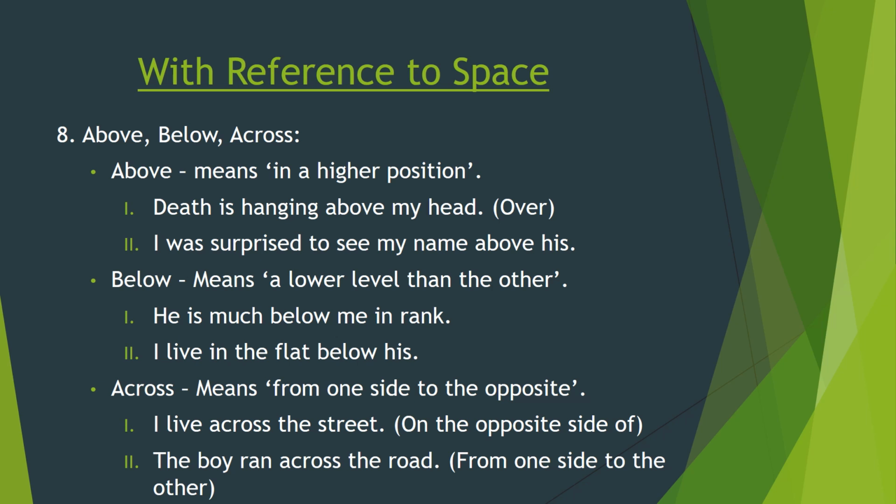The preposition across means from one side to the opposite. I live across the street. It means on the opposite side of the street. The boy ran across the road, from one side of the road to the other side. And also the boy swam across the river, swimming from one side to the other.